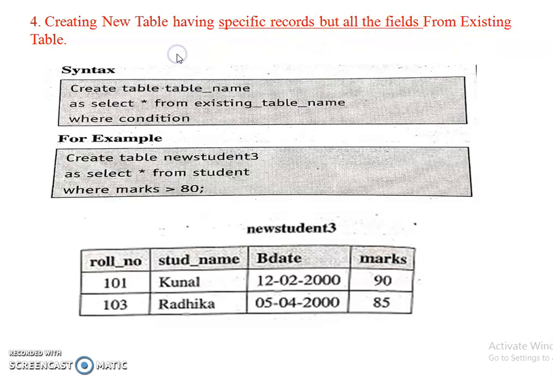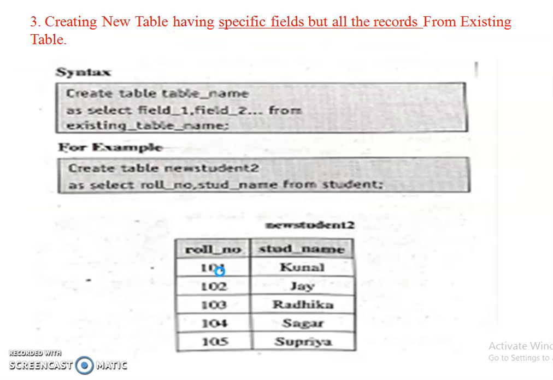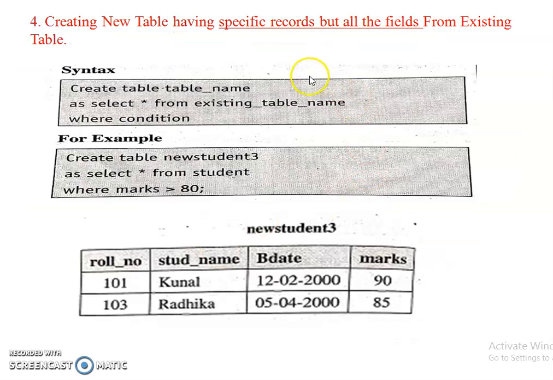the existing table. Now our existing table is here. With the help of this table, we find out the specific records but all the fields from the existing table. It means that the syntax is here: create table, table name, as select star from existing table name, where condition. So the example is here: create table new student 3 as select star from student where marks greater than 90.